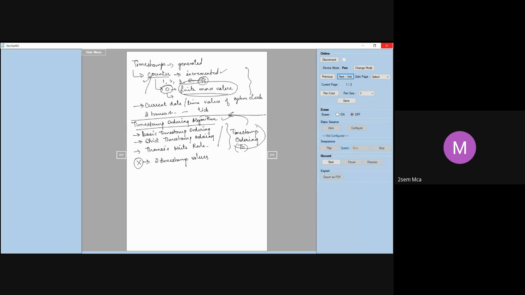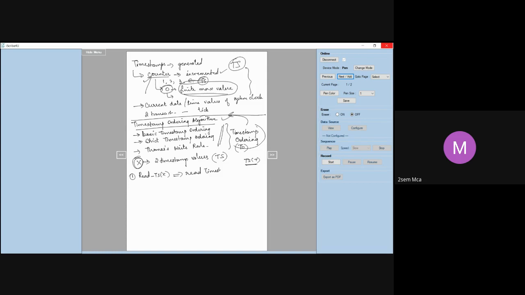All three algorithms use some common conventions. The algorithm will associate with each data item two timestamp values. What are they? The first one is called read TS of X, the read timestamp. TS always denotes the timestamp of a transaction T, which you always show as TS of T. That we have already seen.